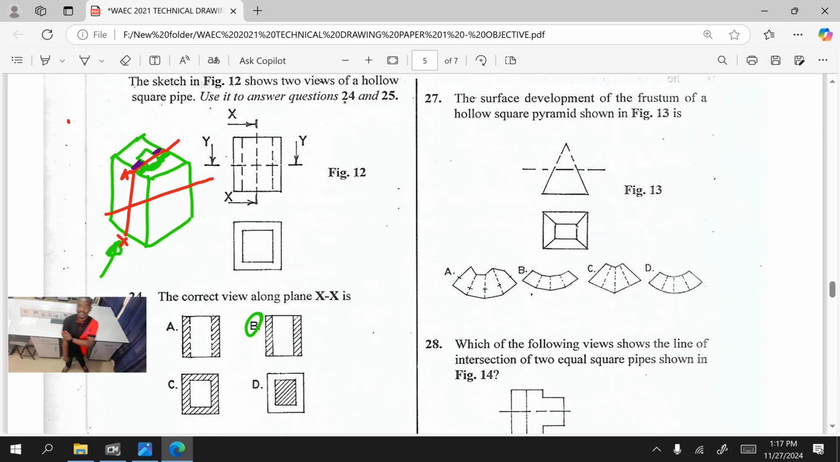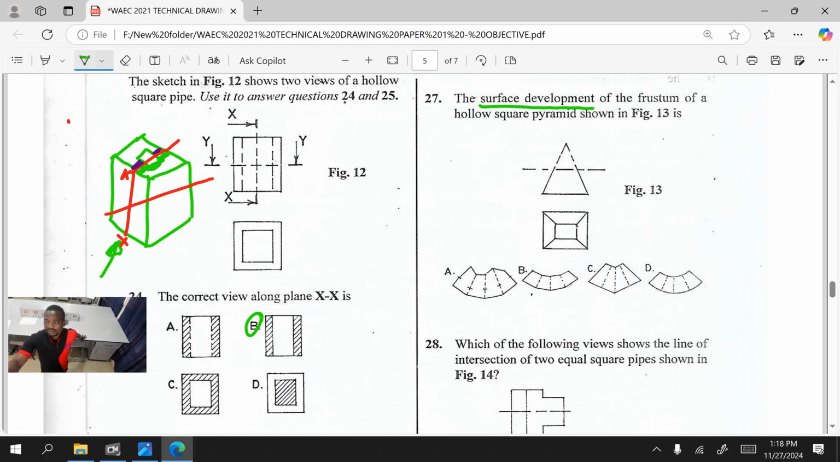Also on surface development. The surface development of a frustum of a hollow square pyramid shown in figure 13 is dash. So let me explain one after the other. Everybody know what surface development is. Surface development is simply opening up a shape for us to see the layout. Laying out a shape on a flat surface.